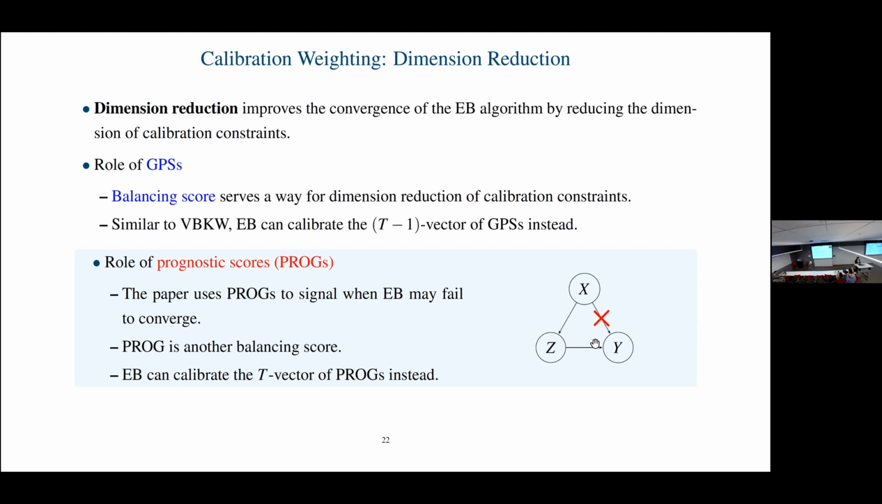Okay, and there's another role of the prognosis score. The prognosis score is actually another balancing score. The paper used prognosis scores to signal when entropy balancing may fail to converge. But the prognosis score is also a balancing score. So instead of calibrating X directly, we can also calibrate the T-vector of prognosis scores, one from each treatment group. What it does is try to block this pathway from the confounders to Y, and therefore we can remove the confounding effect.